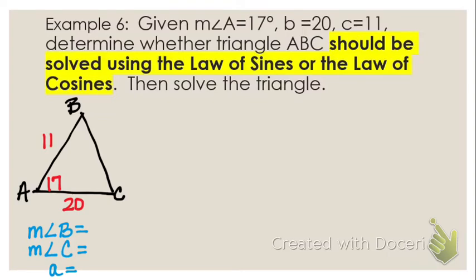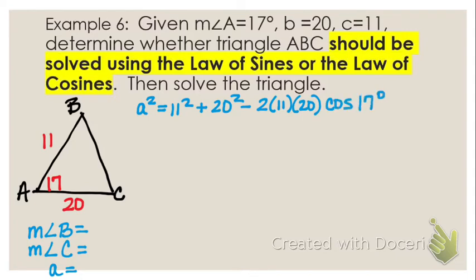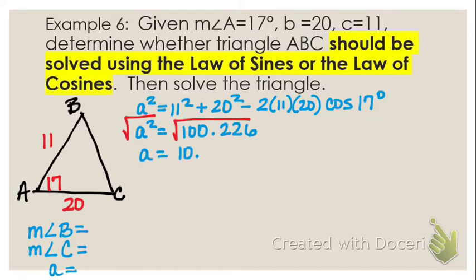So to find little a, I'm just going to write it out. A squared equals 11 squared plus 20 squared minus 2 times 11 times 20, and then cosine of 17. Because you're trying to find a side, you can just type that entire thing in your calculator. And you're going to get A squared is approximately 100.226. Take the square root, and we get A is 10.011.